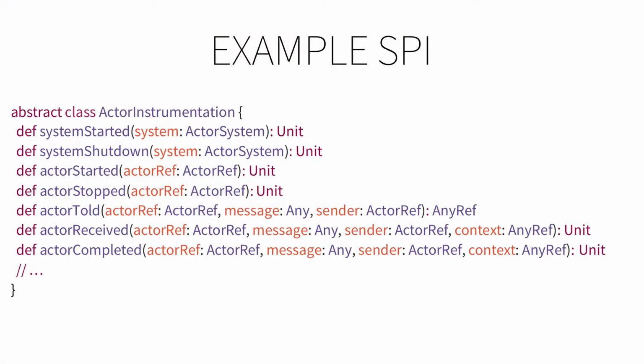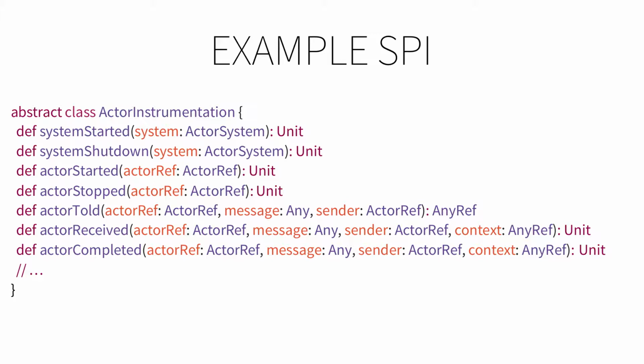So let's look at what the SPI looks like. Here's an example. This is the abstract class actor instrumentation. This is Scala code here, and we have a method called system started, and we pass in the actor system that was just started.